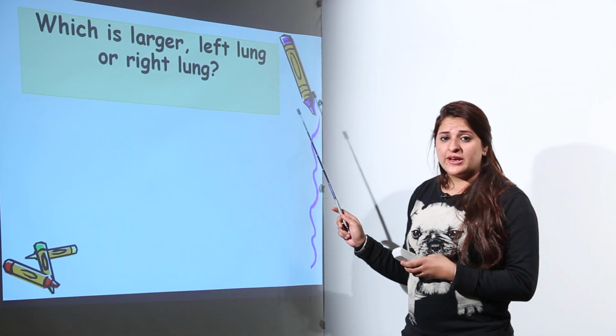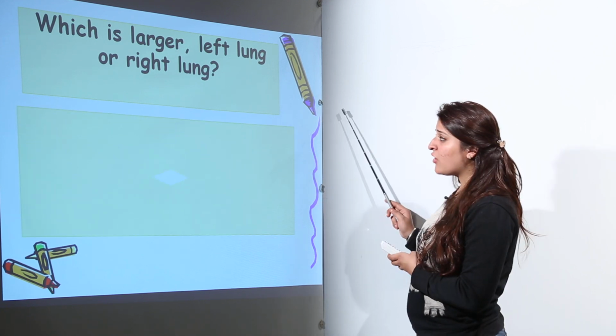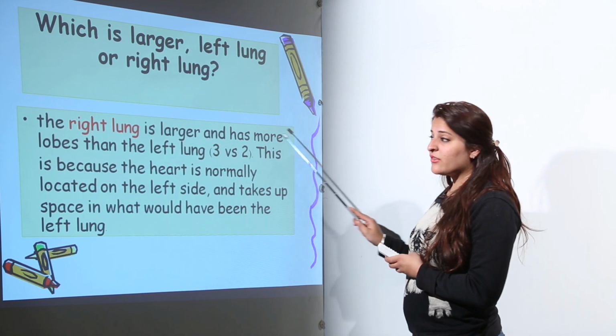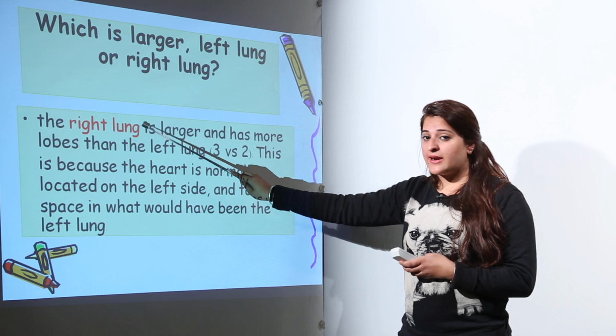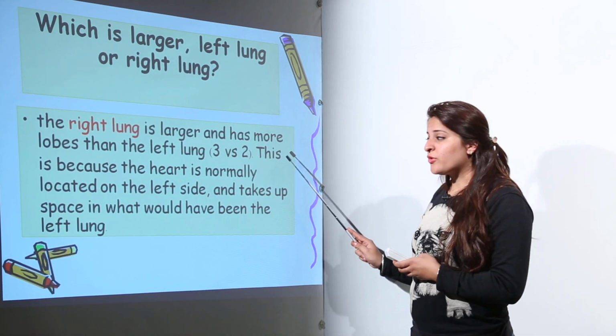Now I have told you that the left lung and right lung don't have the same size, they are different in sizes. So how does this size vary? The right lung is larger and it has more lobes. I've told you that the right lung has 3 lobes, whereas the left lung has 2 lobes, or we can say 2 segments.